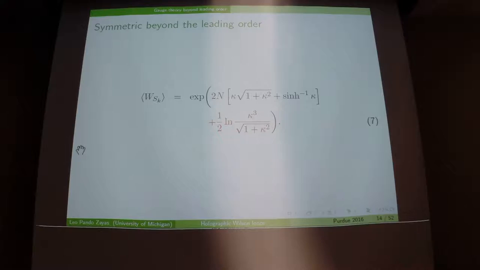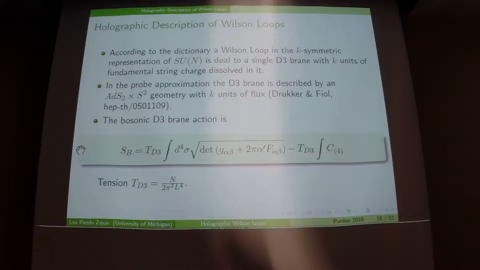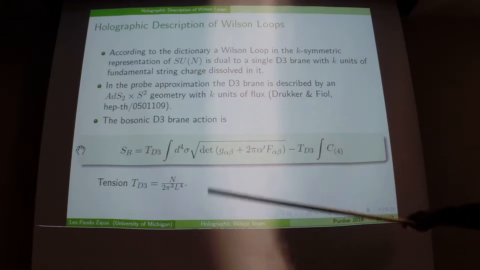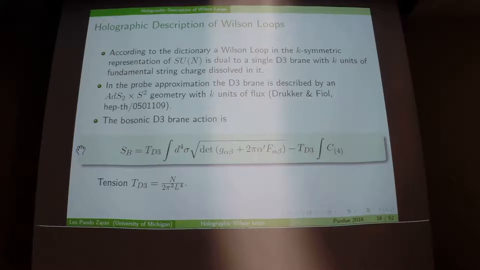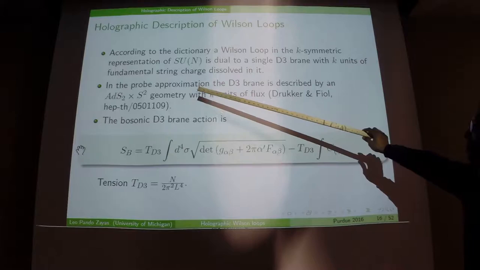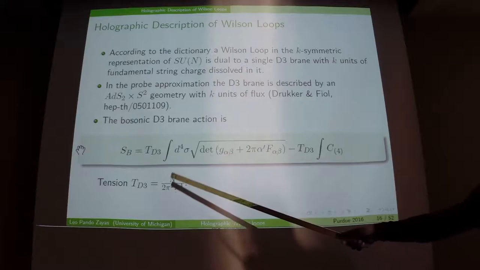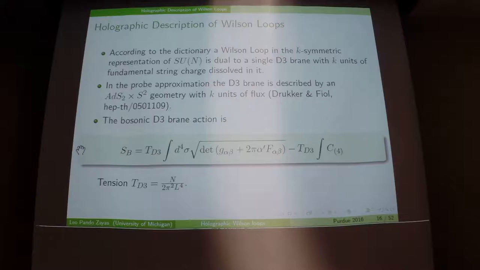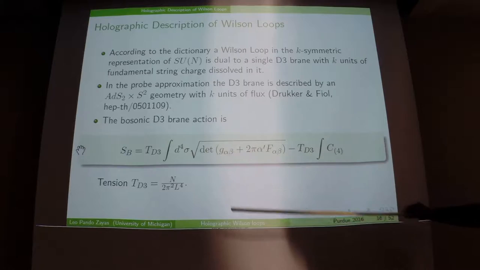So let's go to the holographic part. For the k-symmetric representation, what I need is a D3 brane with k units of fundamental string charge dissolved in its worldvolume. That's what I was alluding to when I said Myers effect. Again, Drukker and Fiol understood this geometry and this classical solution. Here's my D3 brane action, the D3 brane tension. I know how it depends on N, etc. In the first object, I had a string. I did not write the action of the string, but this is my starting point.